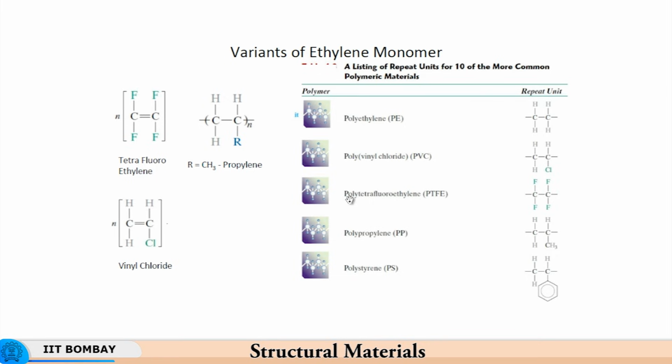PTFE, and polypropylene. So, you can get polymers having very different properties, meaning their melting points are different, their rates of softening are different. So, all the mechanical behavior of all these polymers changes significantly by the presence or absence of a particular group. So, for instance, if CH3 is present instead of R, then you get a very different property.